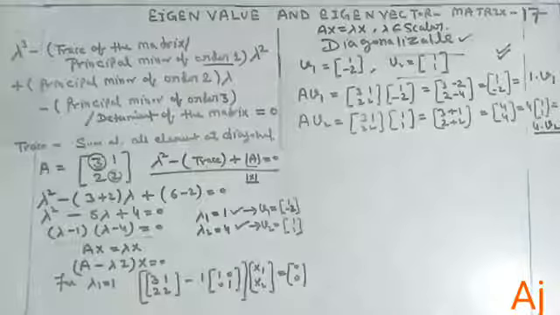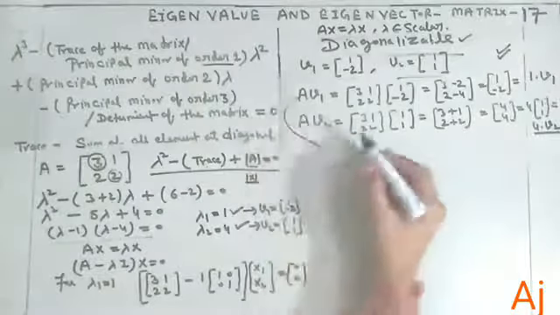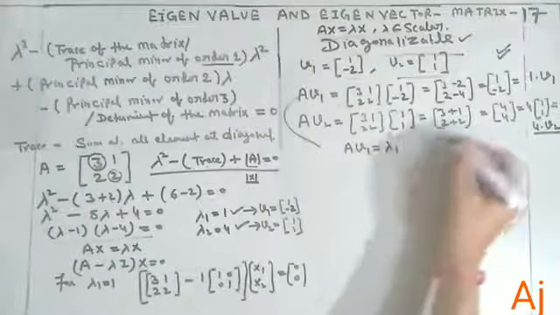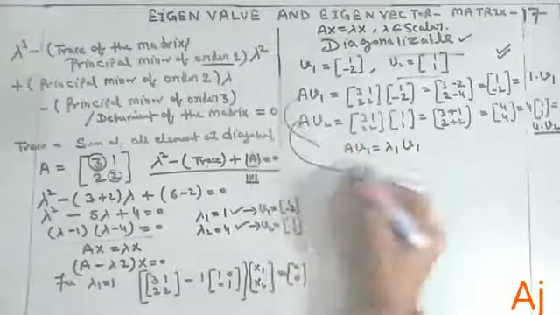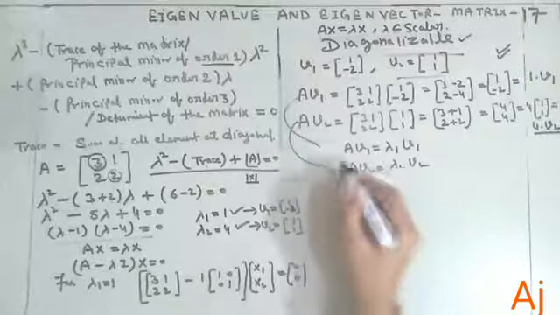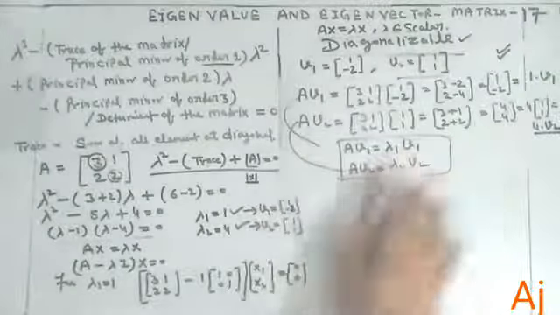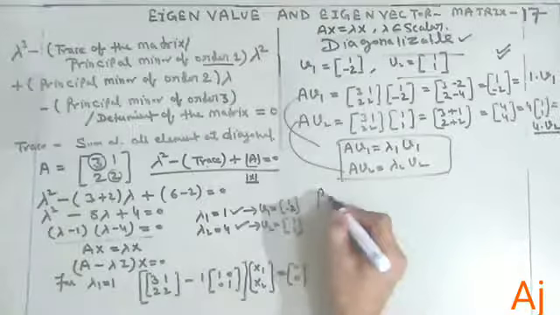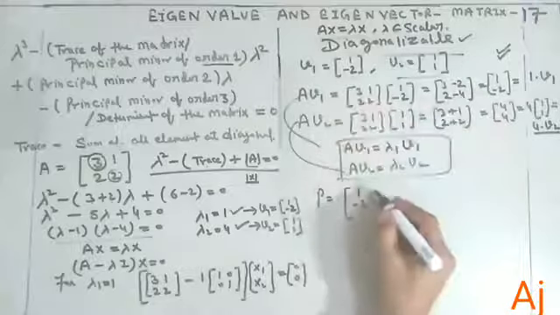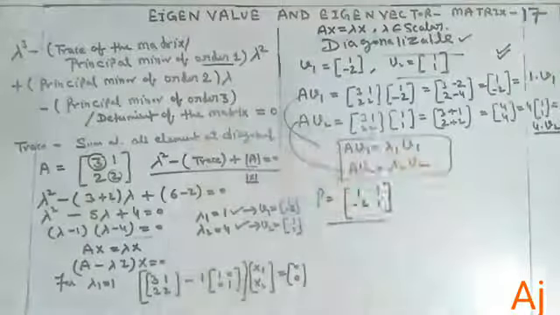It means that you can write 4 into v2. So what we have got: A v1 is equal to lambda 1 v1, and A v2 is equal to lambda 2 v2. So we have got this equation. By the help of this eigenvector we got a matrix, that is, place this here 1, minus 2, place this here 1, 1. This is a new matrix, P, by the help of the eigenvector.